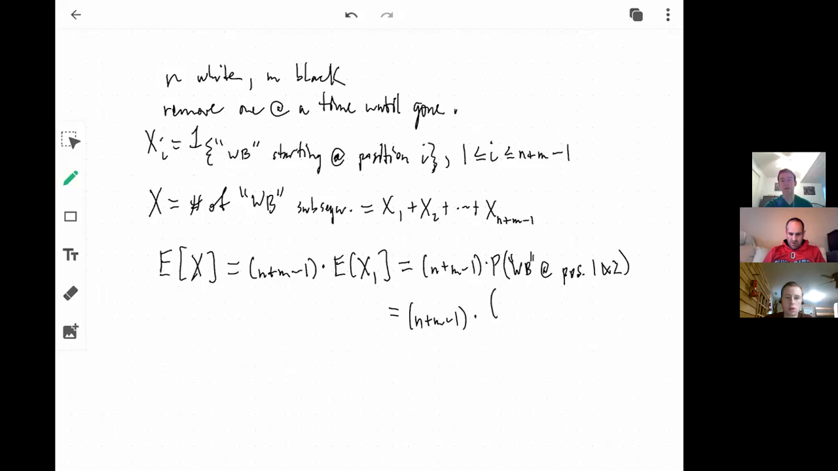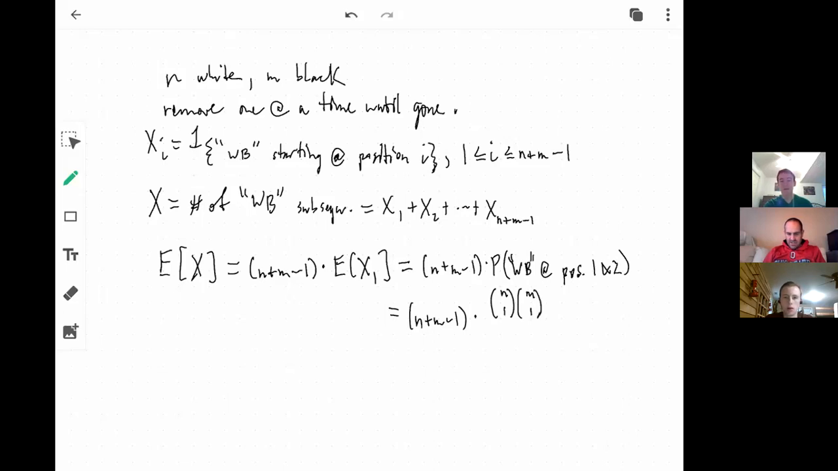So you choose a white ball. Oh, well, I was going to do it this way. So I was going to do N choose 1. Right. Okay, well, you're saying the same thing. M choose 1.